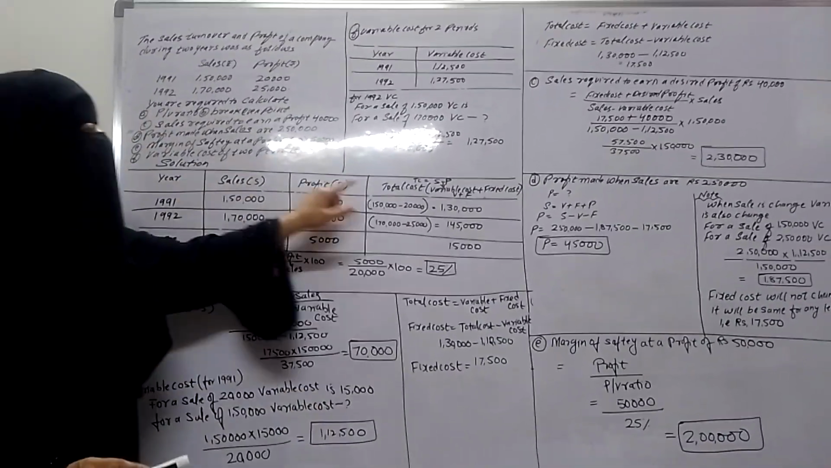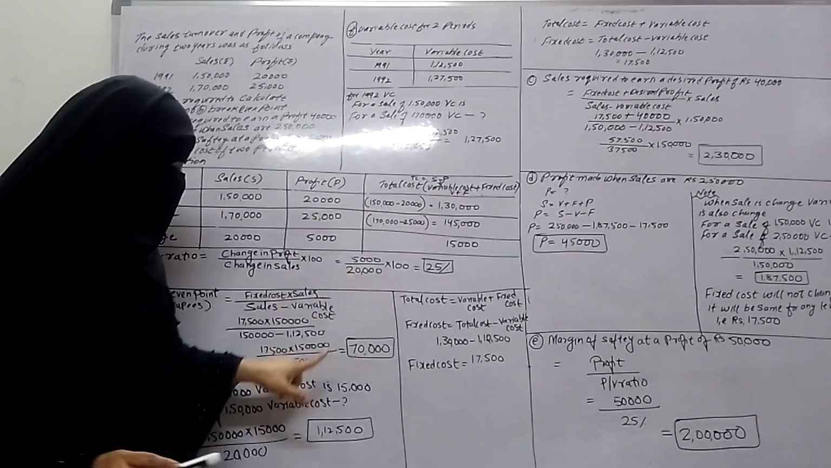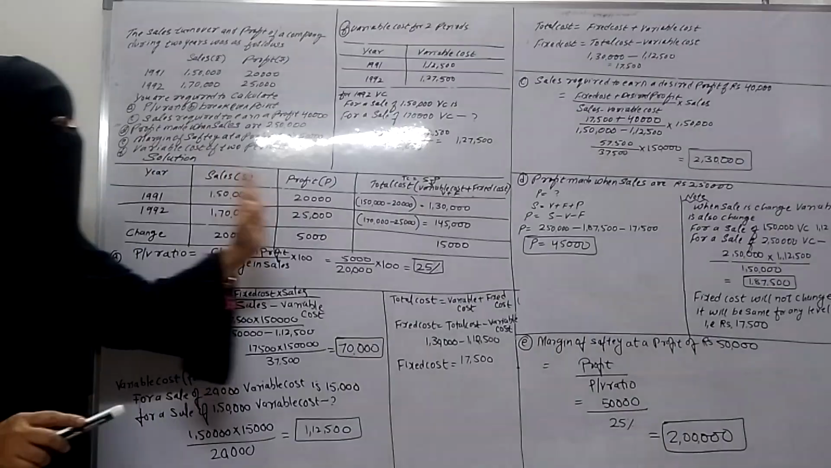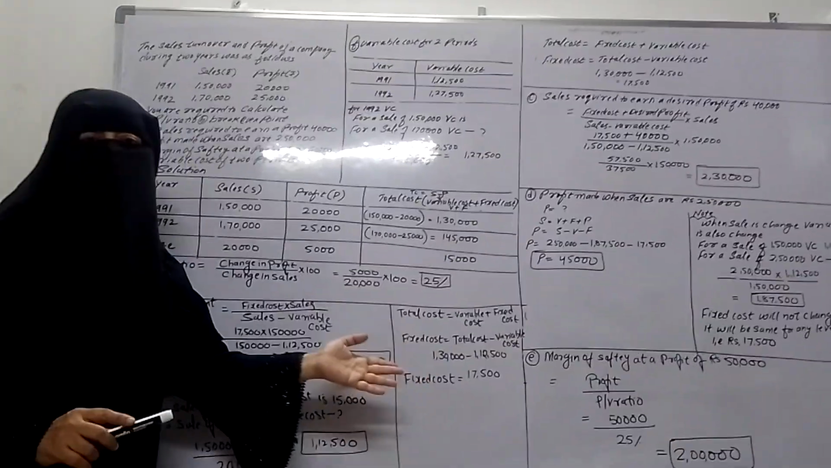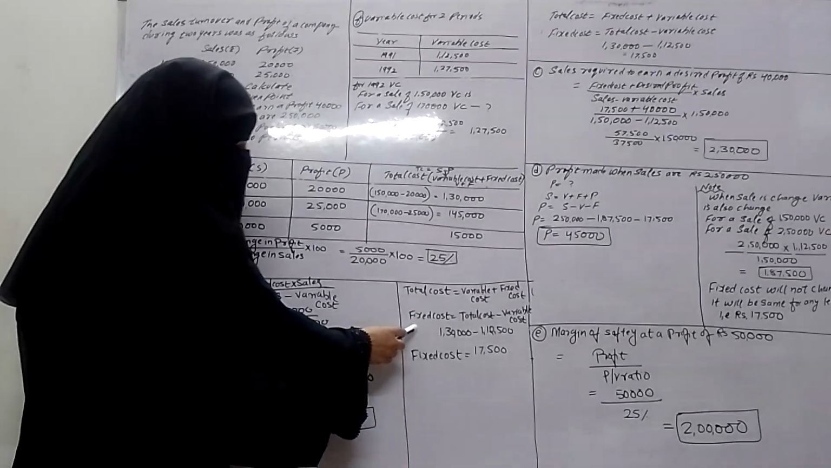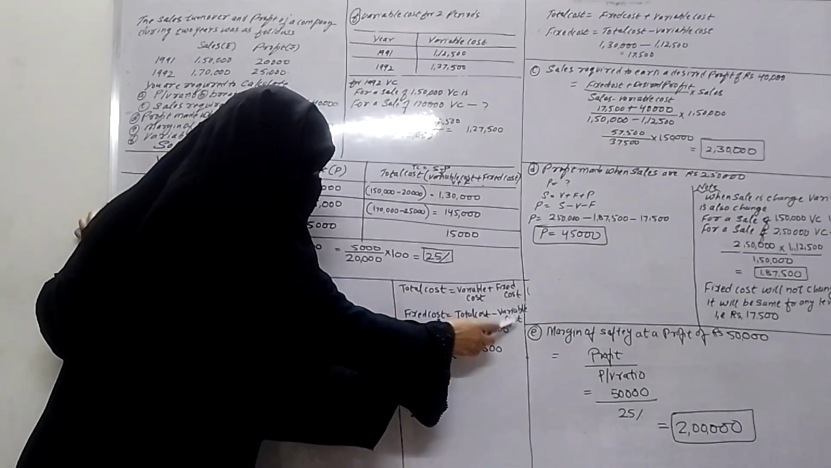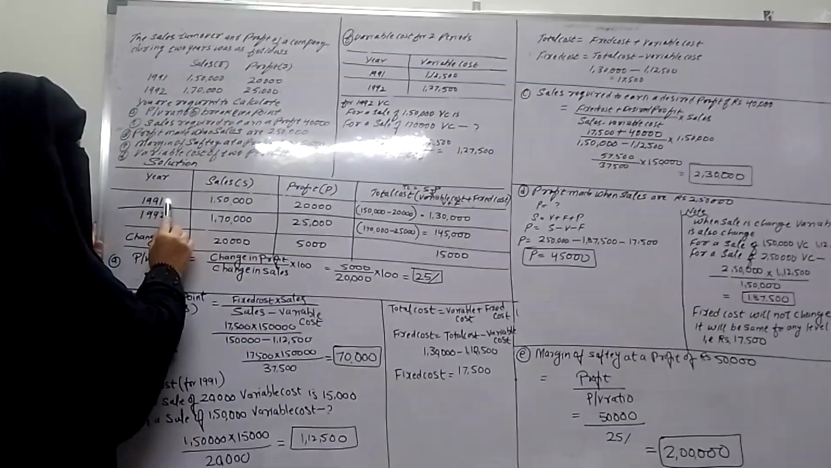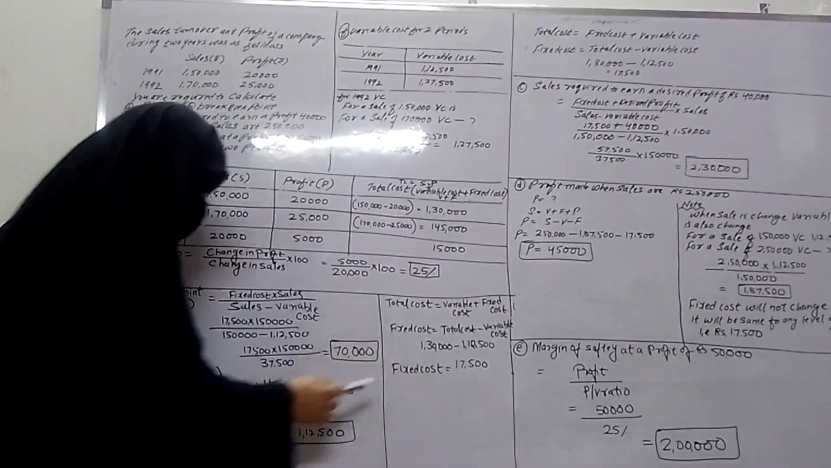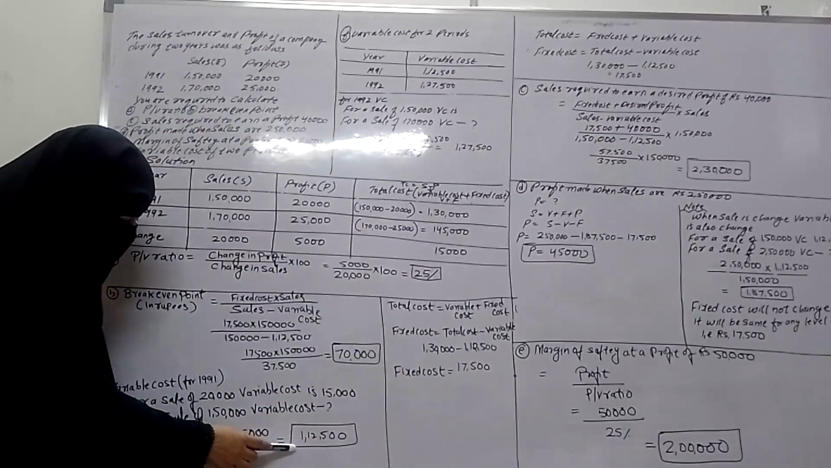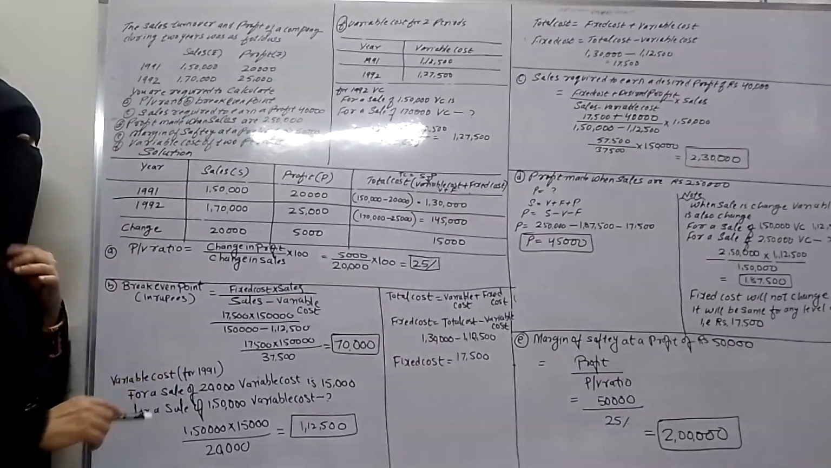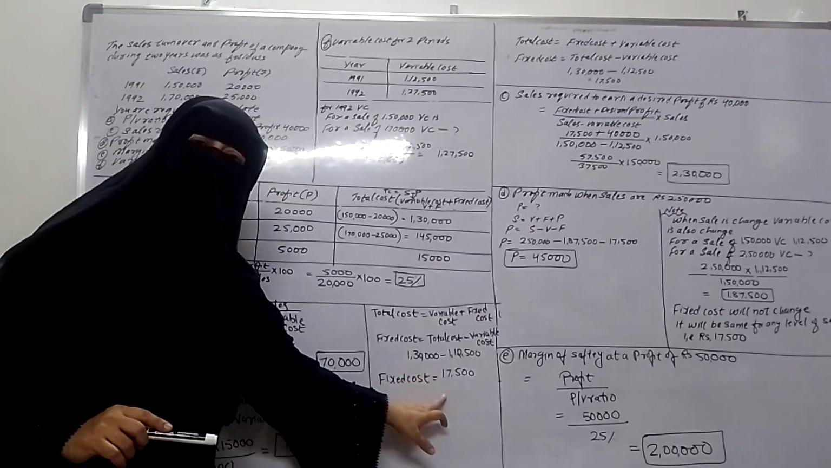Now we have total cost. Total cost consists of variable cost as well as fixed cost. From the total cost, if we subtract the variable cost, the remaining part is the fixed cost. So fixed cost is total cost minus variable cost. Total cost of 1991 is 1,30,000. From this 1,30,000, subtract the variable cost. Just now we found the variable cost, 1,12,500. So the fixed cost is 17,500.